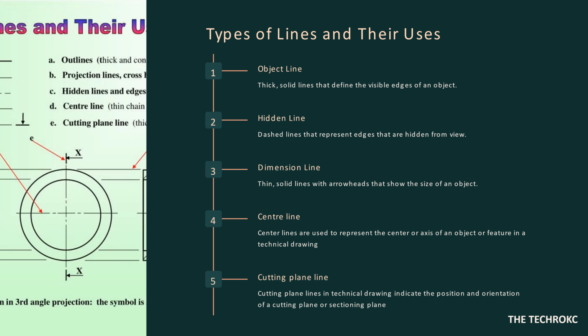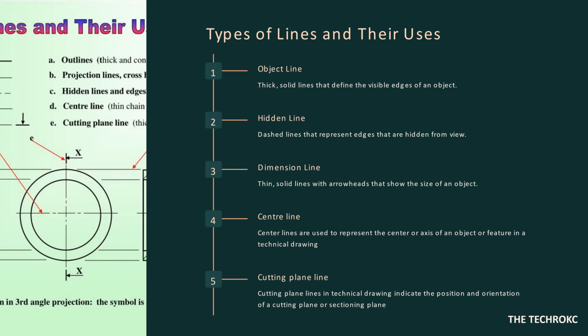Next, we have dimension lines. Dimension lines are used to represent dimensions on our drawings. They consist of thin, solid lines with arrowheads that show the size of an object.